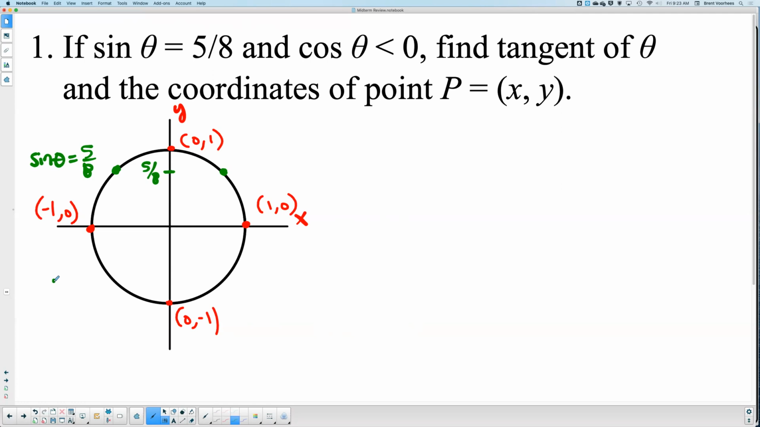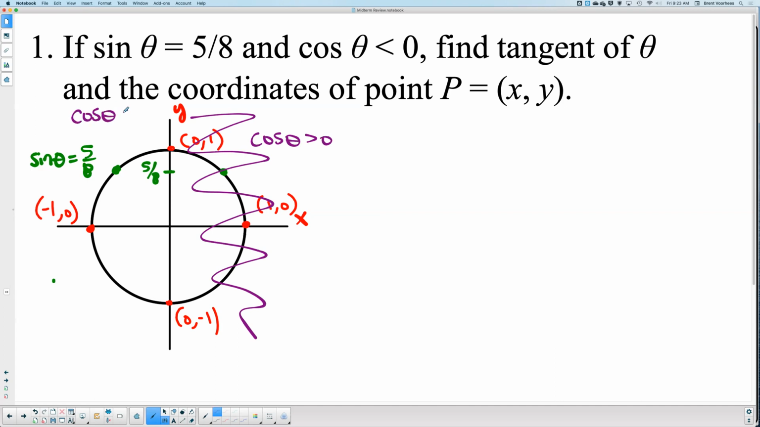Okay, now what is cosine? X. Because x is less than 0, which side of the graph do we have to be on? Left. What I'm gonna do here is I'm gonna scribble this out, because this is where cosine would be greater than 0. We want cosine to be less than 0. Does that make sense? So our answer is going to be right here.